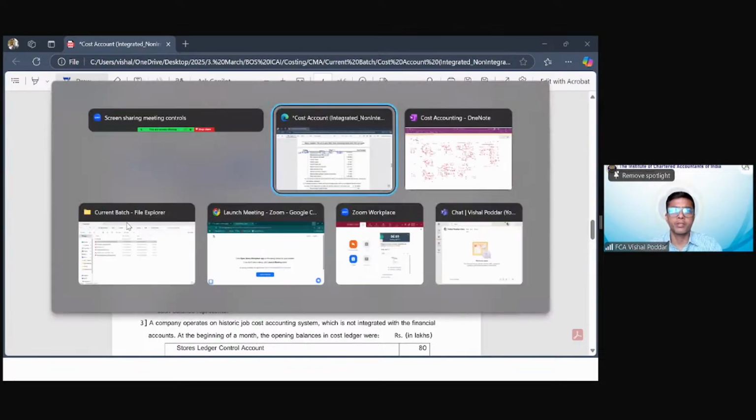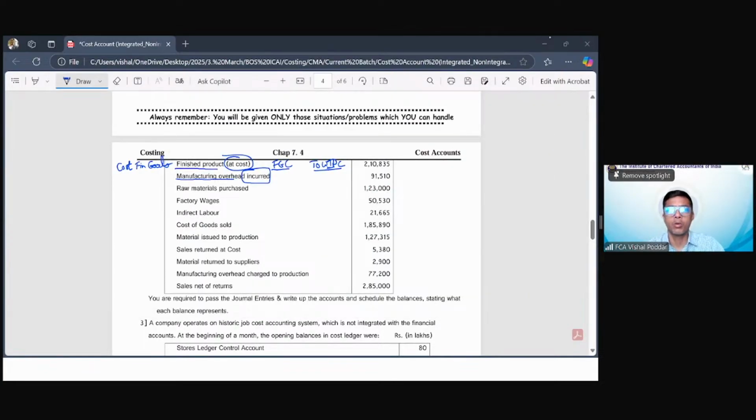So see, what is a transaction? The transaction is of overheads incurred. So when overheads are incurred, you debit the overheads account. So I debit the overheads, which is the production overheads control, and I credit my cash bank, which is the CLC. Right?